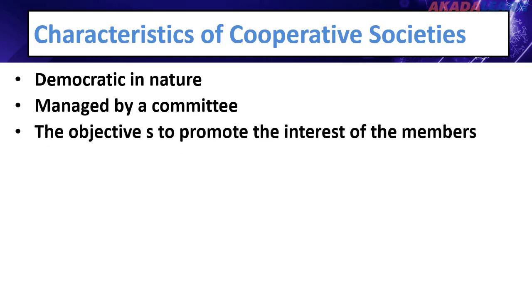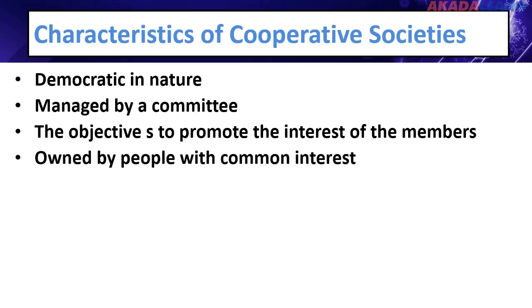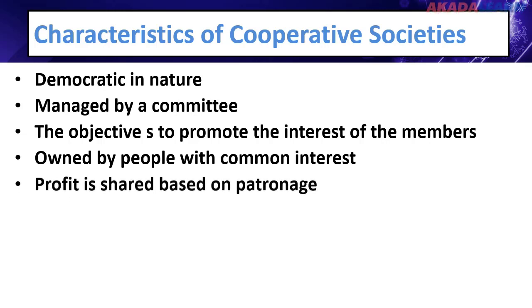3. The aim and objective of the cooperative society is to ensure that the interests of its members are protected and improved. 4. Members of the same cooperative society must be members with common interests. 5. Profit is shared based on patronage. Surplus for the year is shared based on their patronage during the year.